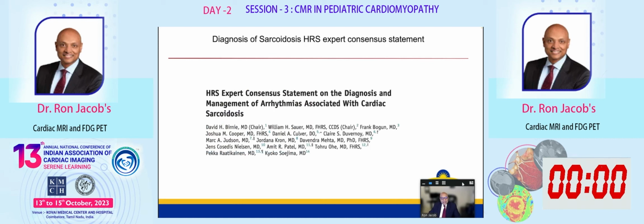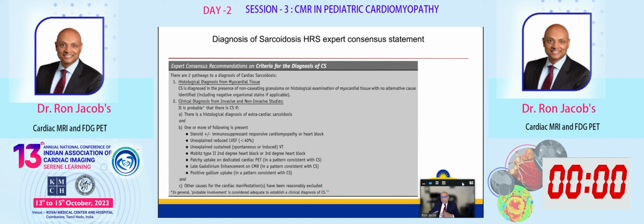So how do we make a diagnosis of sarcoid, right? The biopsy yield, as you know, is quite low. It's 20 to 30%, if that, because it's patchy disease, and the yield isn't particularly high.